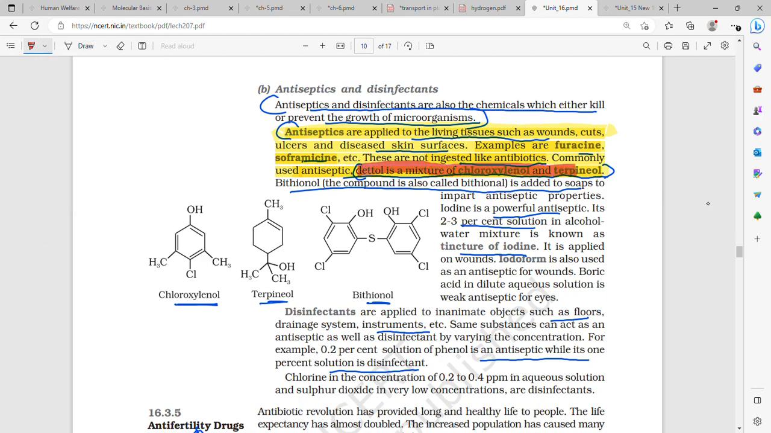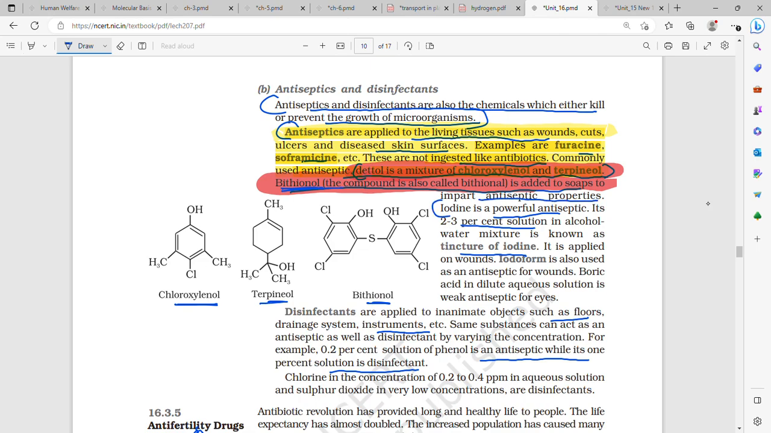Dettol is a mixture of chloroxylenol and terpineol. Bithionol is also called bithionol. It is added to soaps to impart antiseptic properties. Obviously, because you use soaps, right? You apply it on your skin.